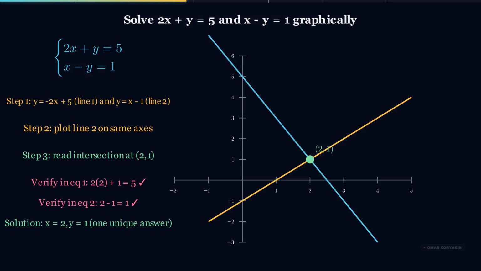Many textbook problems are designed with integer coordinate intersections specifically for this graphical method clarity. Real-world systems often have non-integer solutions where the graphical method becomes imprecise, and that is where the algebraic methods of the next lessons become essential.